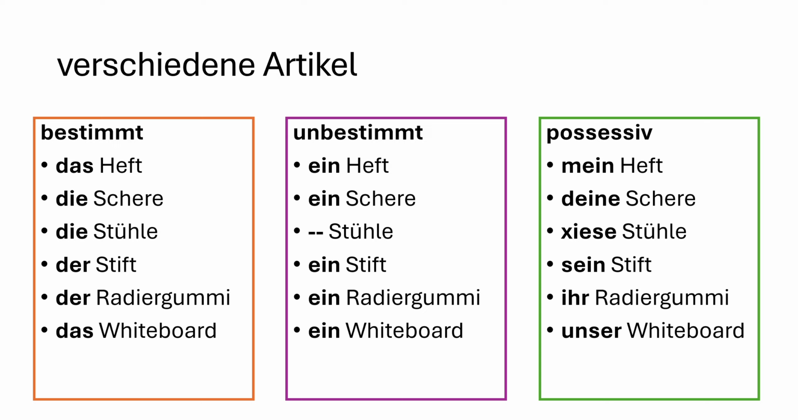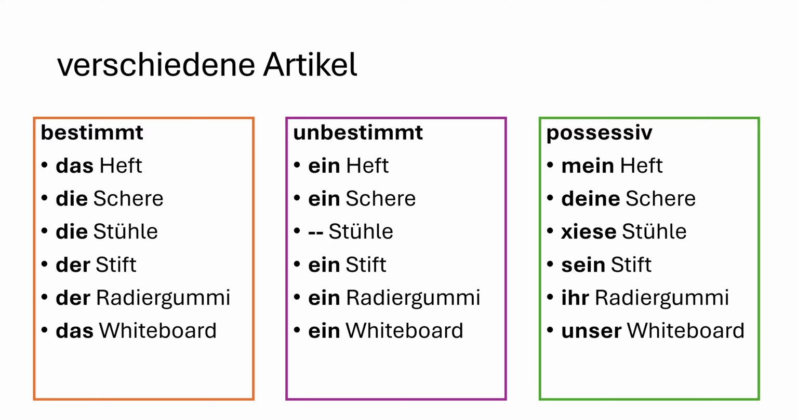So going down the line, there would be das Heft, ein Heft if we want to say a notebook, right? And mein Heft if we want to say my notebook, right? And then die Schere, feminine. It should be eine Schere. That's a mistake in my PowerPoint slide. Whoopsala. Deine Schere. Okay? And then because Stühle is plural, there's no article there under unbestimmt, under the indefinite article.